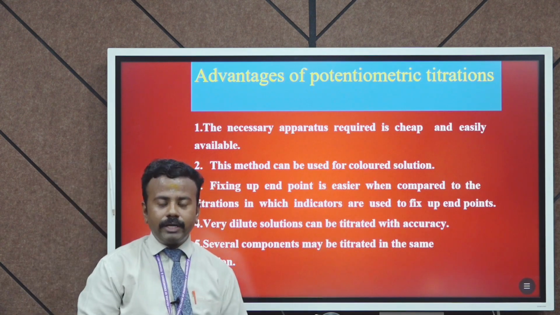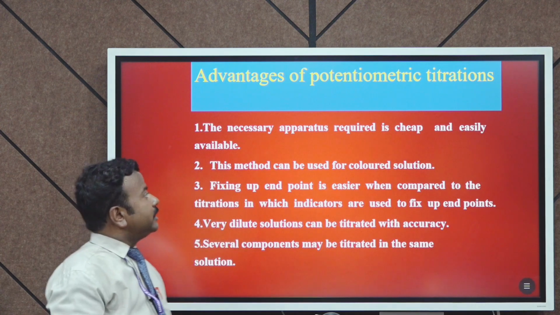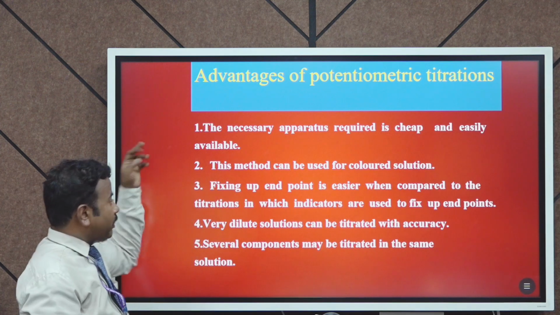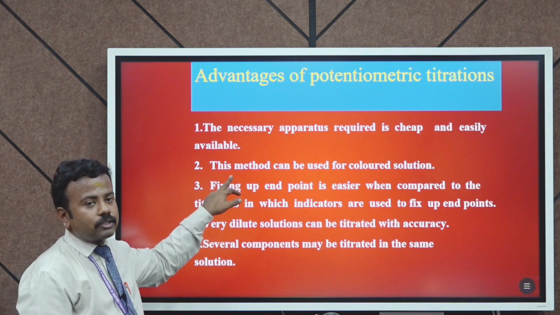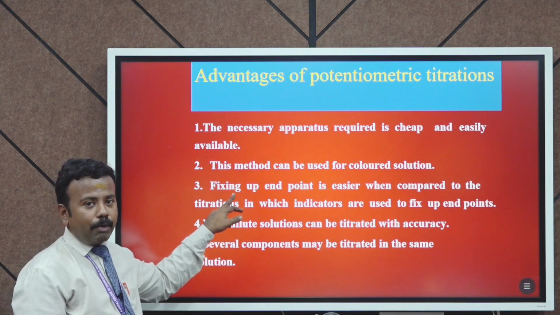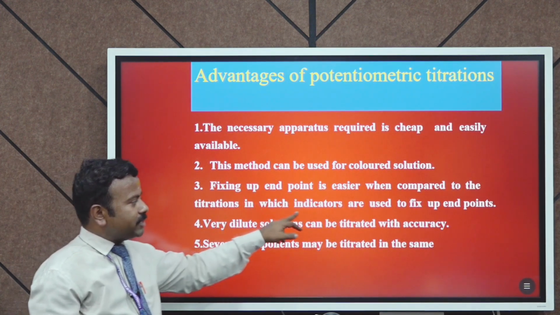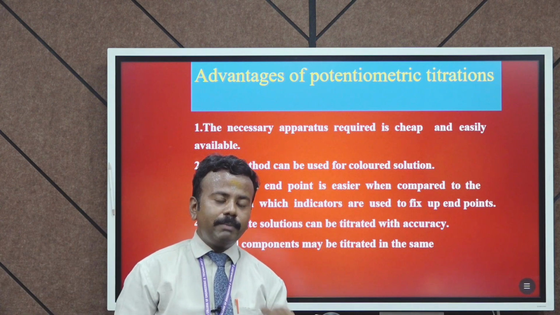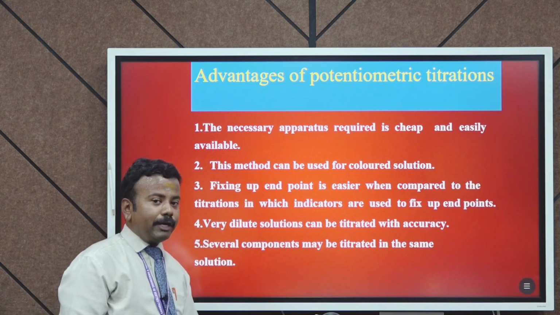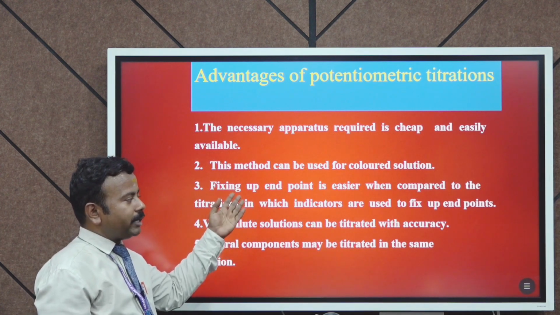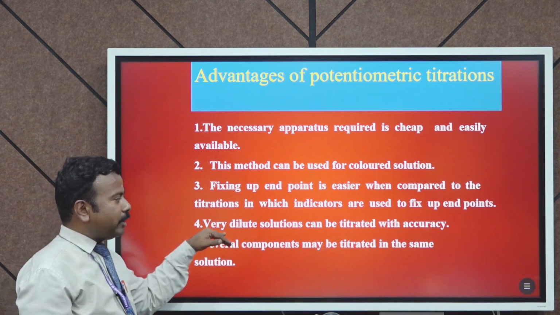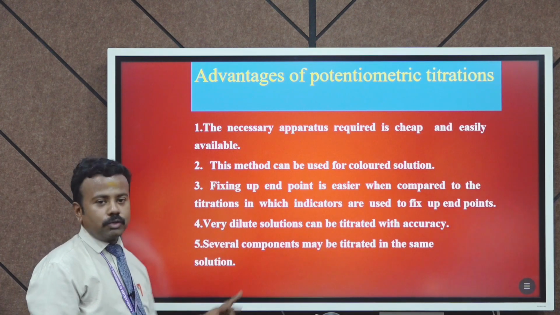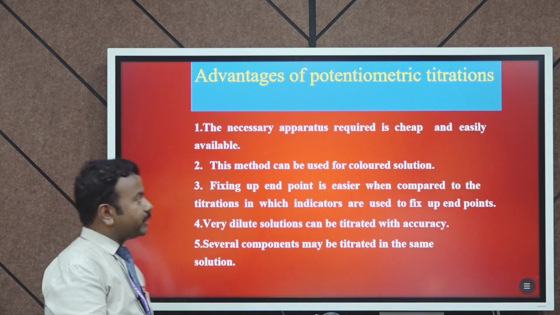So let us see the advantages of potentiometric titrations. The apparatus required is cheap and easily available, which is a main advantage. This method can be used for colored solutions. The endpoint is fixed, compared to titrations in which indicators have to be used to fix the endpoint. So the exact endpoint is noted, and compared to other titrations, potentiometric titrations have a fixed endpoint. Very dilute solutions can be titrated with accuracy, and several components may be titrated in the solution. These are the main advantages of potentiometric titrations.